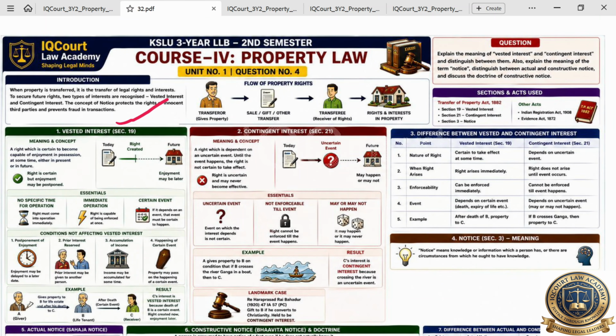See, in this, Section 19, rights will be created immediately. You will get the legal rights. But enjoyment can be postponed.